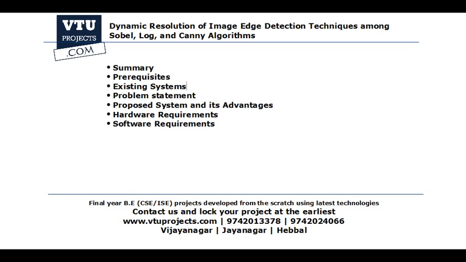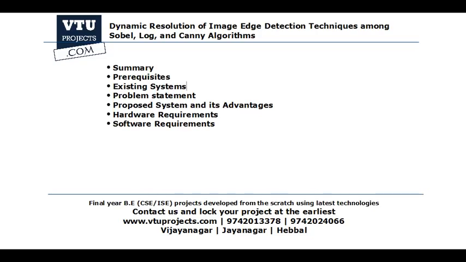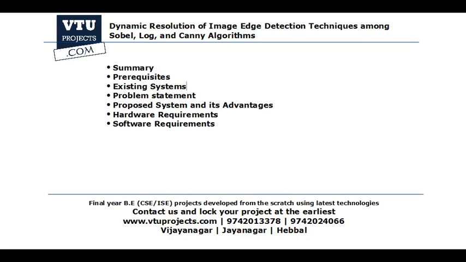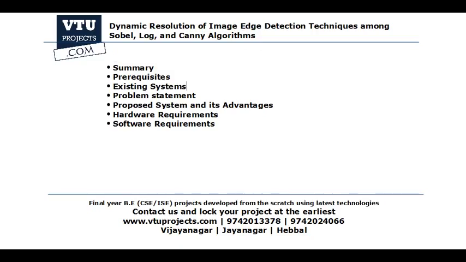So let's get started now. These are the things that I'm going to explain in this video. First let me explain something about the summary. Summary is nothing but a kind of quick facts about this project that you need to know. Then the prerequisites or some basic knowledge before getting into the project related stuff, existing systems and the problem statement, like what constitutes our project, what led to this idea, and then what we are going to propose in our project and its advantages, and at last the hardware and software requirements.